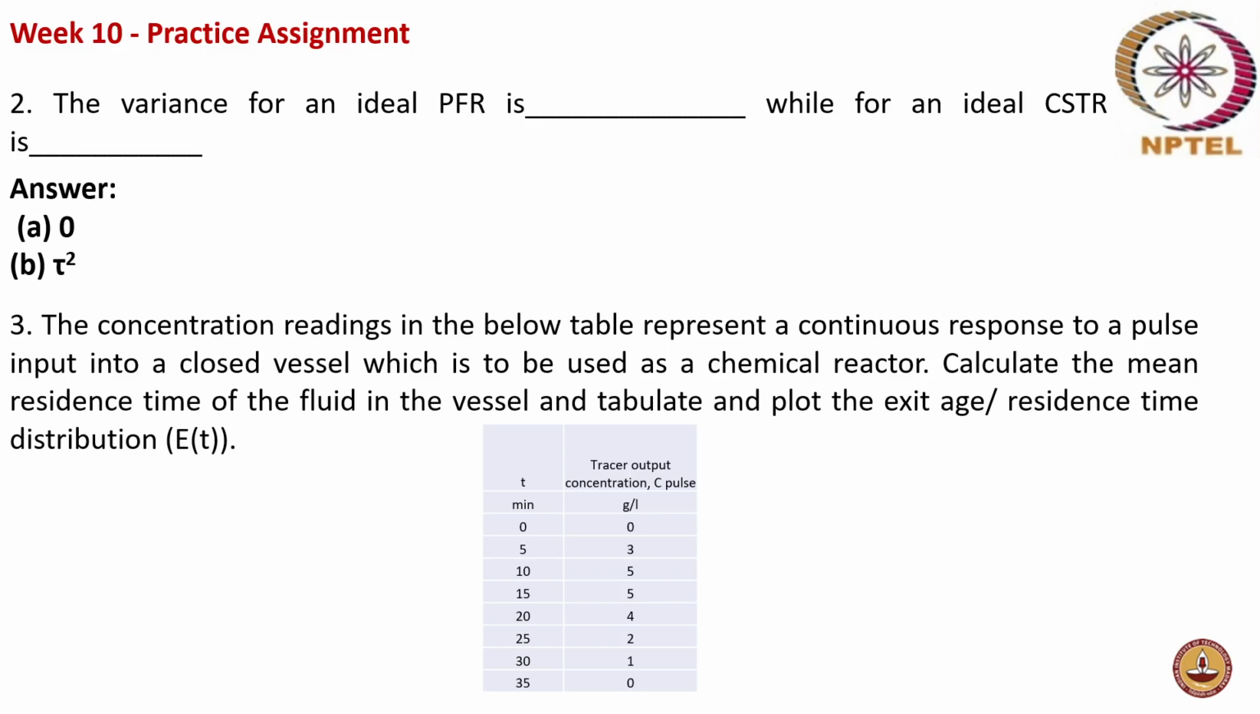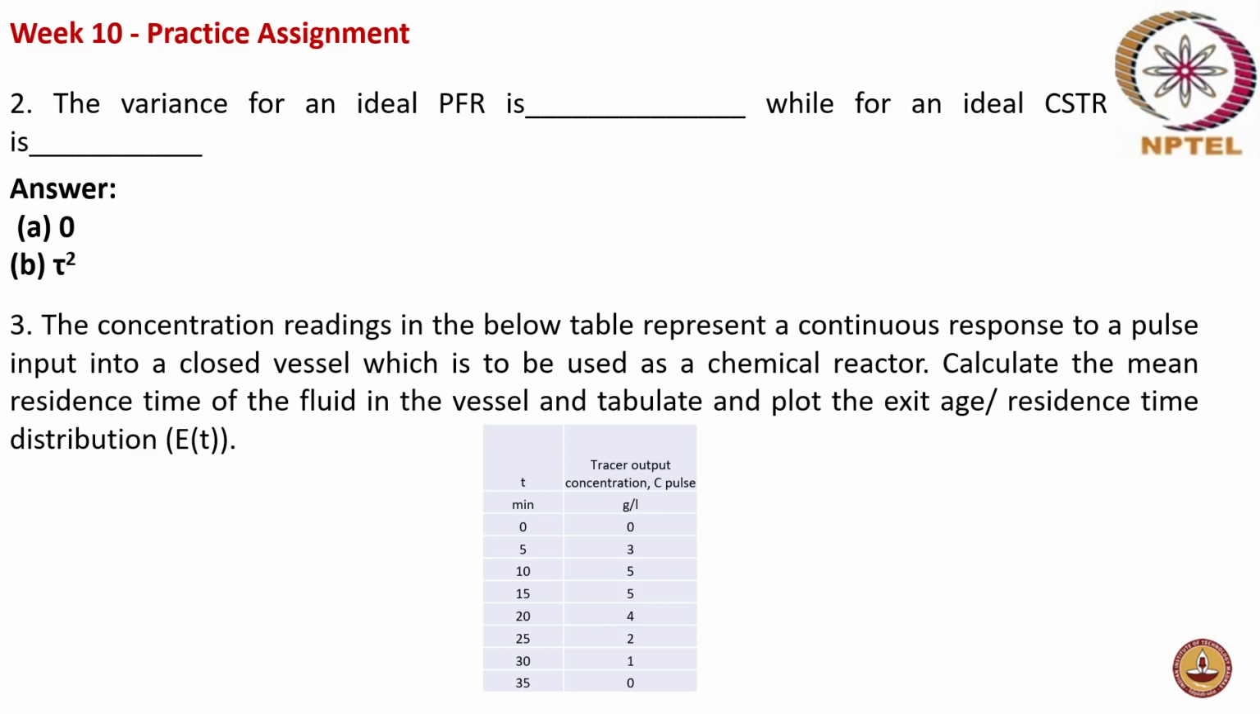Initially at time t equal to 0 it is 0, whereas at 5 minutes it's 3 gram per liter, at 10 minutes it is 5, at 15 minutes it's again 5, at 20 minutes it's 4, at 25 minutes it is 2, at 30 minutes it's 1, and at 35 minutes it goes to 0. Now what are we supposed to find? We are supposed to find the mean residence time, that is the first moment, and also the exit age distribution, that is the E of t curve. We have to find the values of E of t and also plot the E curve.